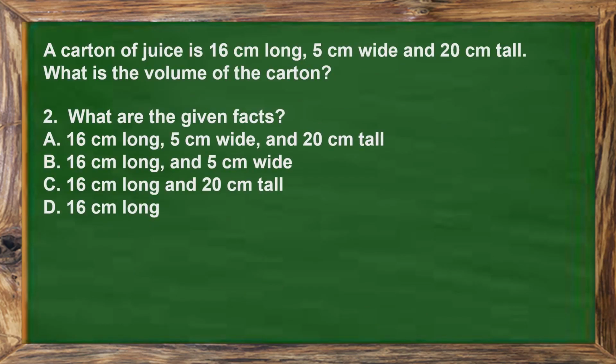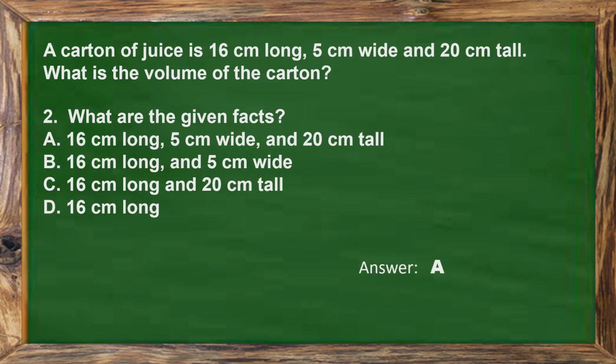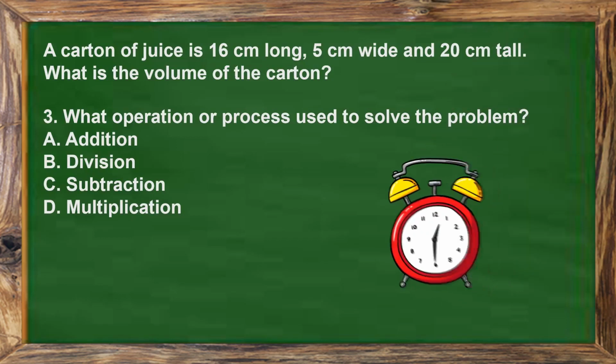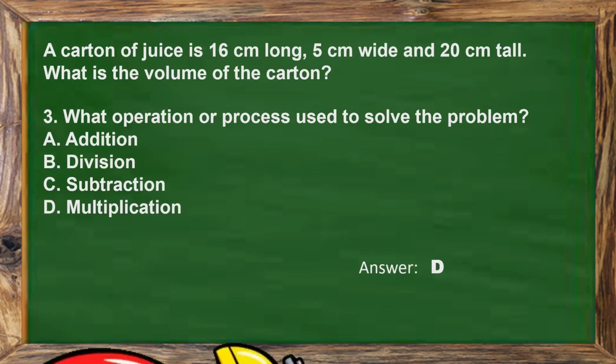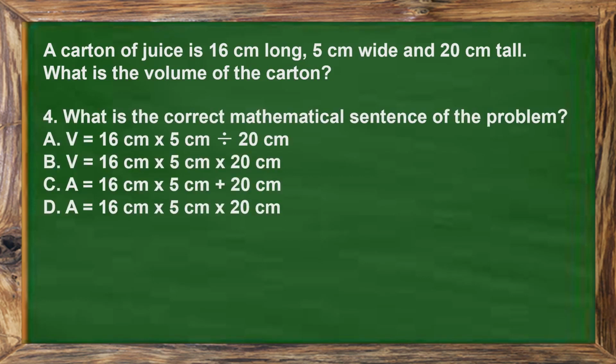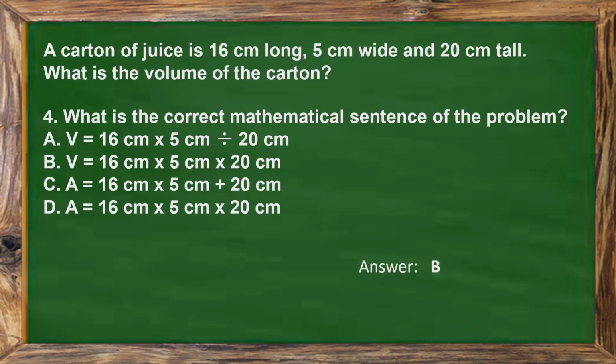Same problem. Number 2. What are the given facts? Correct. Letter A is the answer. Number 3. What operation or process used to solve the problem? Correct. Letter D is the answer. Okay, the same problem. Number 4. What is the correct mathematical sentence of the problem? Correct. Letter D.